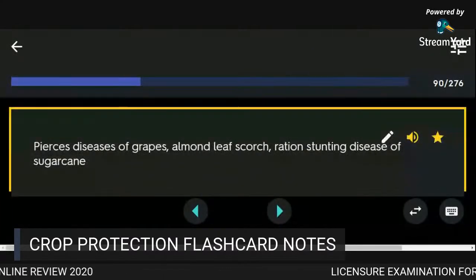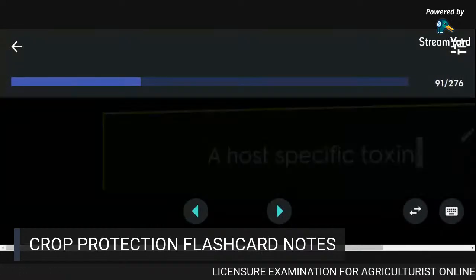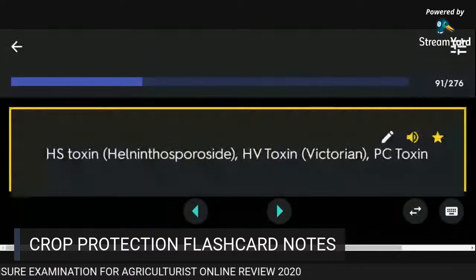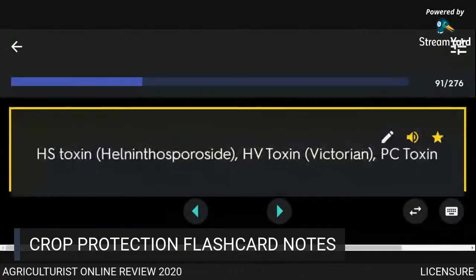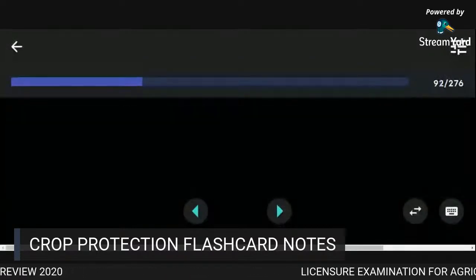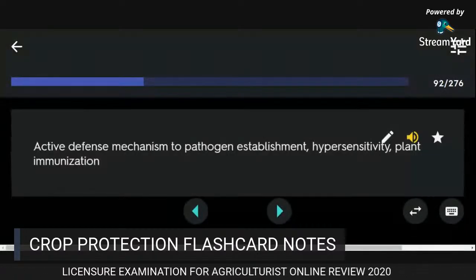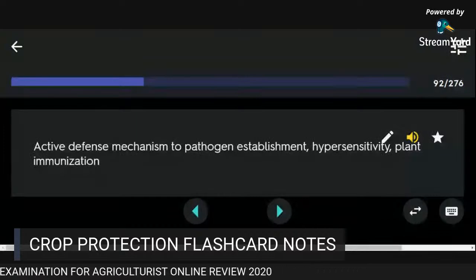A host specific toxin. HS toxin, HV toxin, PC toxin. A type of induced resistance. Active defense mechanism to pathogen establishment, hypersensitivity, plant immunization.